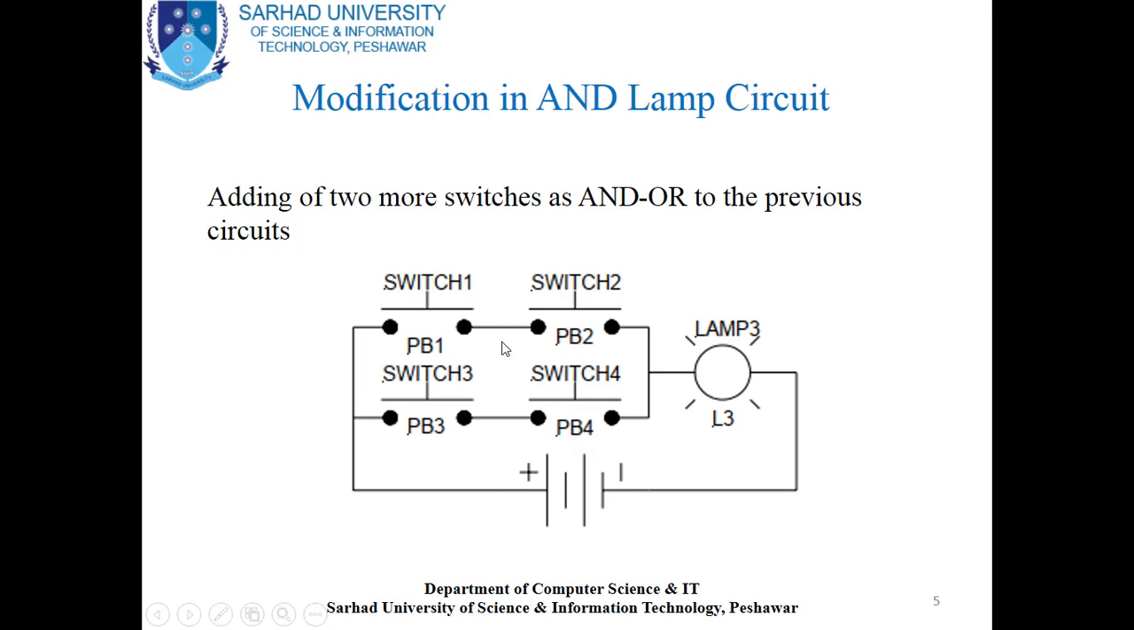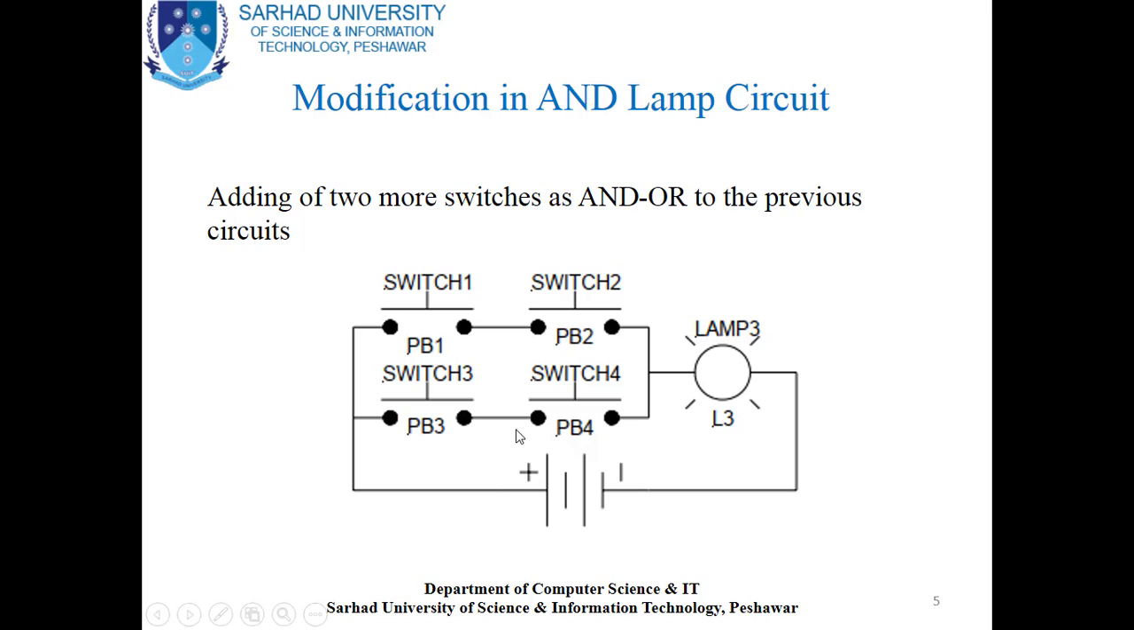So if we press switch 1, lamp 3 will not glow. If we press switch 2, lamp 3 will not glow. If we press switch 1 and switch 2 simultaneously, then lamp 3 will be turned on.